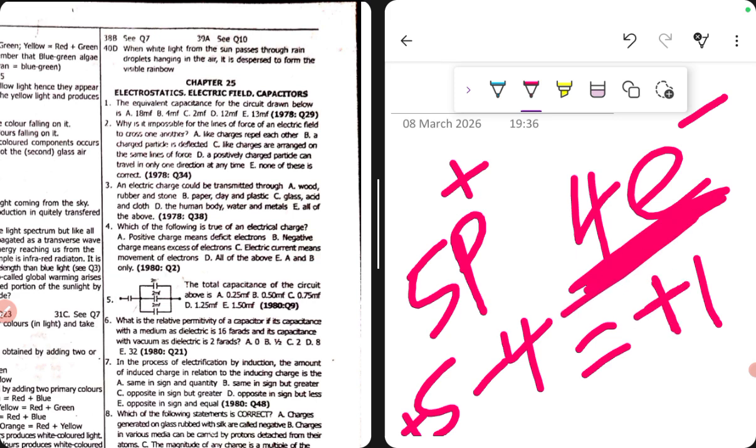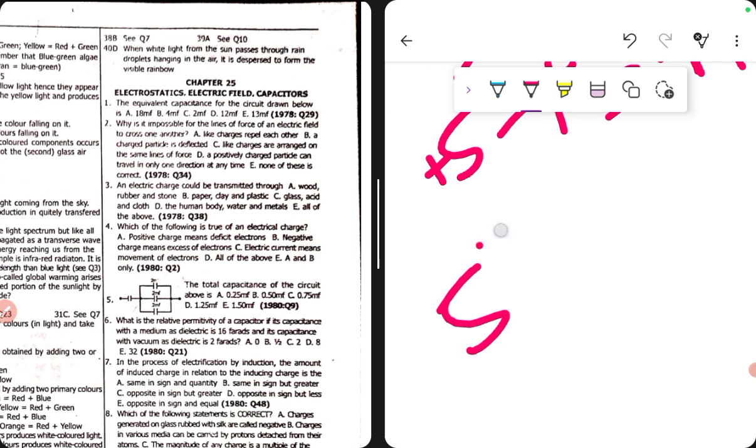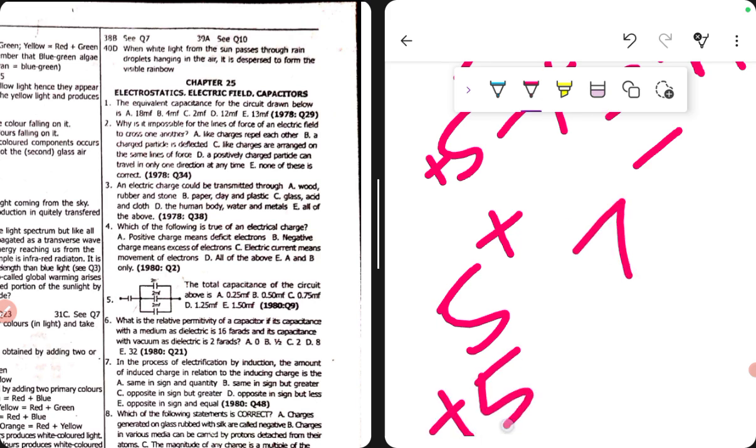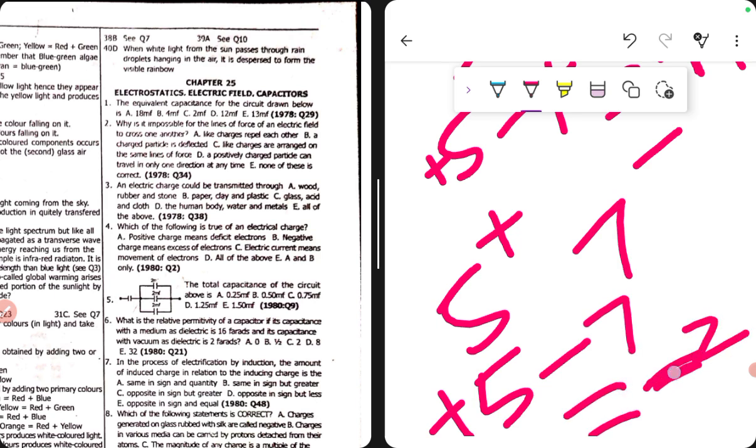So A is correct. B says negative charge means excess of electrons. True. Because if I have 5 positive charge and 5 electrons, if I should gain 2 more electrons to my 5, I will now have 7. So this will now be plus 5 minus 7, which will give me a net charge of minus 2. So how did I gain this minus 2? There was an excess of what? Of electrons, which is also true. Wow. We have 2 correct options.